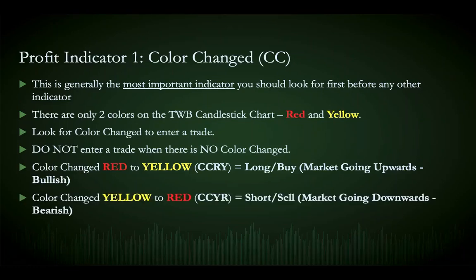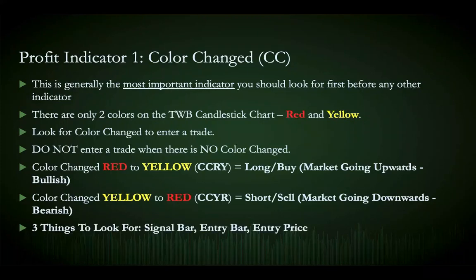On the opposite, if we see the color change from yellow to red, which means short or sell, we anticipate the market is going downwards. We're thinking that it's going to be bearish. These are the 3 things you need to look out for when you do a color change trade. First is the signal bar. Second is the entry bar. Third is the entry price.